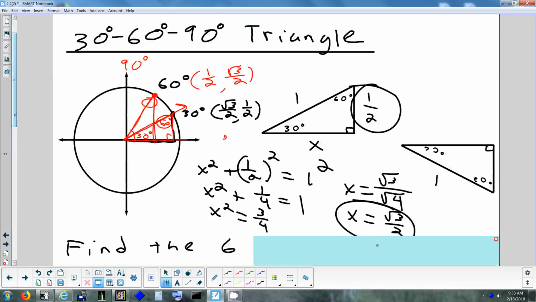Okay, so any questions on those two coordinates? So now that we know those two numbers, we don't want to have to go through and do them again. So just memorize root 3 over 2, 1/2. You don't even have to memorize which order they go in. You can just draw a picture and figure it out.